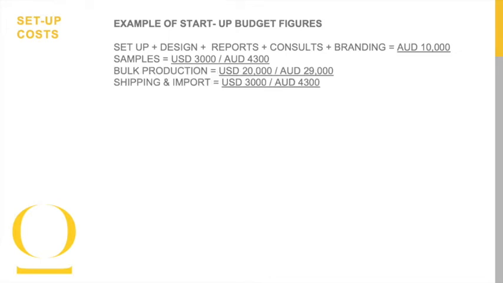Now, bulk production, we're estimating about 20,000 US or 29,000 AUD based on those mentioned quantities of 500 to 1,200 units. Shipping and import varies a lot, but roughly USD 3,000, AUD 4,300 is a pretty good average according to the above numbers. Now, a 50% deposit for bulk production will be required upon placing the order, and the balance will be due upon completion. If you wholesale and take deposits for these orders, you may have a lot of this upfront outlay covered by your wholesale orders.